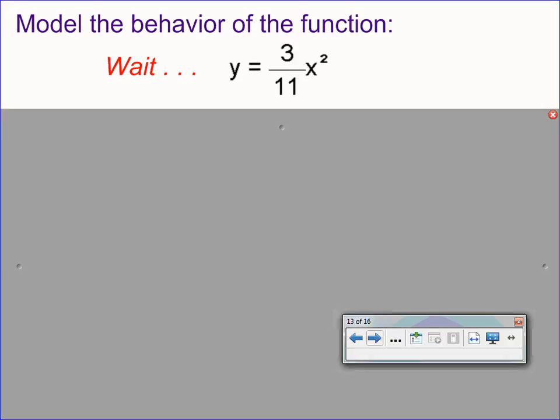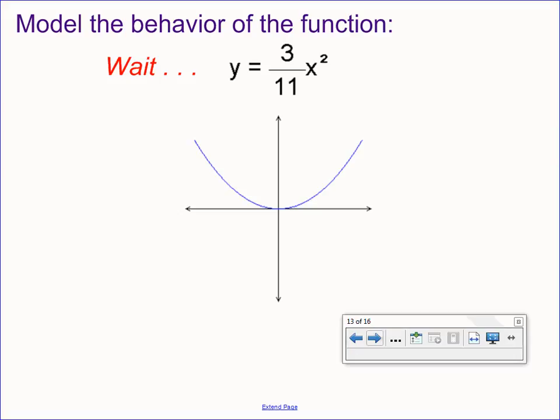Y equals negative 3/11 x squared. I'm sorry, positive. Positive 3/11 x squared. Get ready. Think about how you're going to show that. Positive 3/11 x squared. Get ready. Don't do it. Get ready. And go. Oh, I'm so gradual because 3/11 is not very large. See it? Good job, you guys.